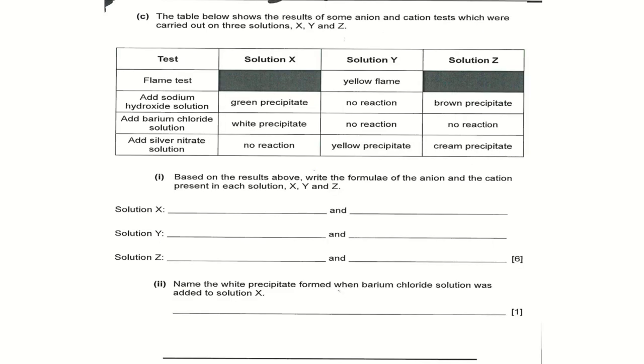Okay, so I think this is the last question, guys. We've got X, Y, and Z. Based on the results, we've got to write the formula of the anion and the cation present in X, Y, and Z. Well, let's have a look. First of all, we have a green precipitate. Well, that's definitely telling me that I have got in X iron 2 plus ions. Barium chloride, I have a white precipitate. That's telling me I've got sulfate ions. There's nothing happening, so I have no halide ions there.